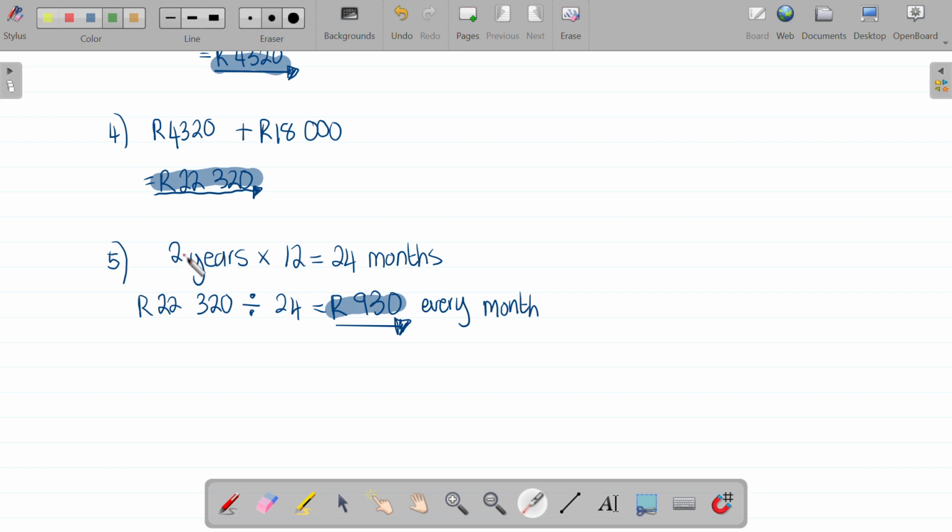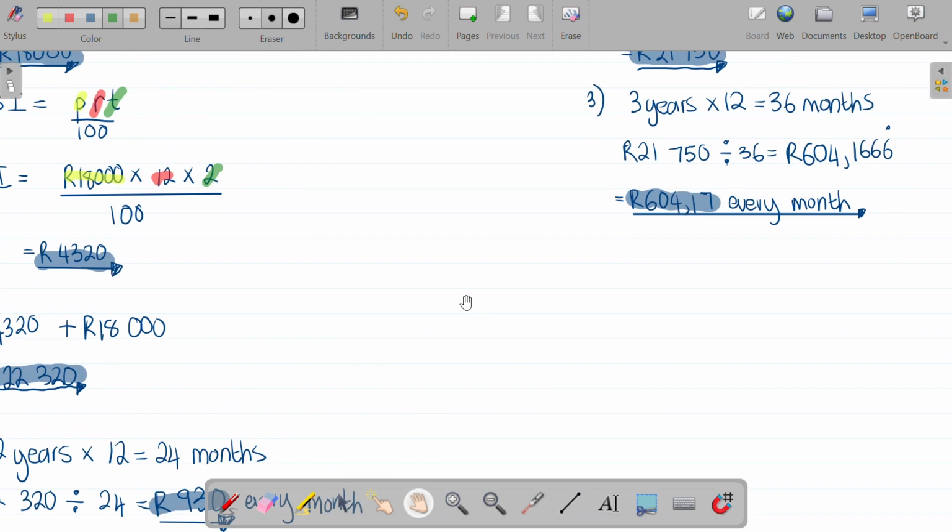So you must first work out how many months there are in 2 years. You times it by 12, you get 24. Then you take the total amount that you owe back and divide it by the number of months so that you get the amount per month. Every month, this is the amount that we'll need to pay back.